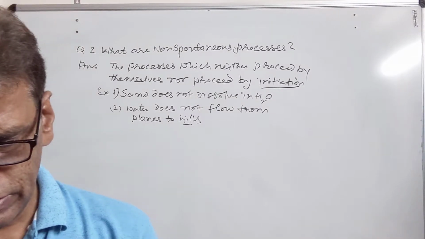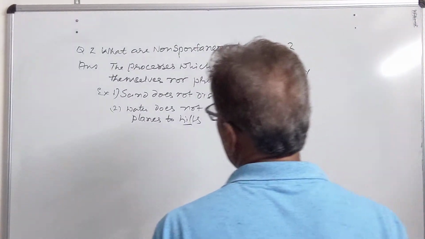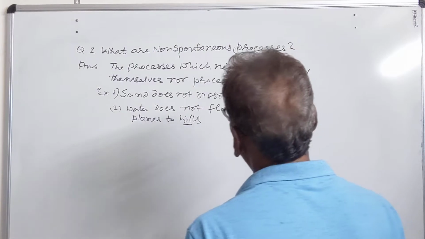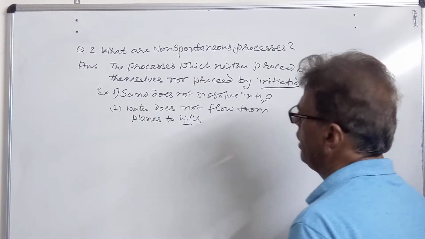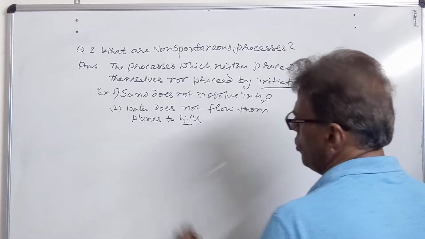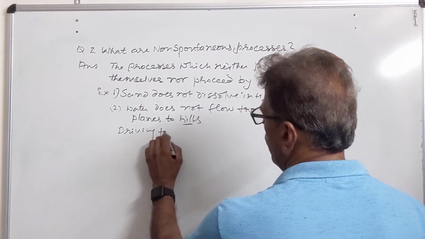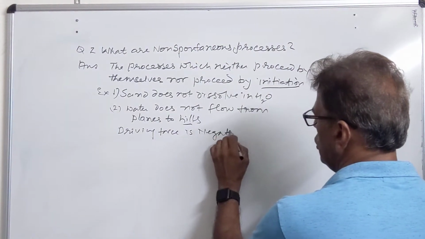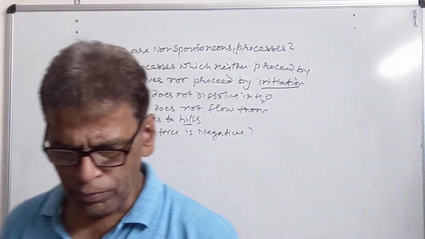In such cases, the driving force comes out to be negative. So sand does not dissolve in water, the randomness factor does not favor it at all, and the minimum energy factor also does not favor. So the driving force in both of these processes is negative. That's why these processes become non-spontaneous in nature.